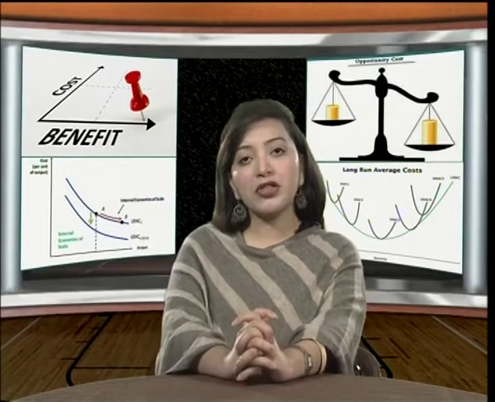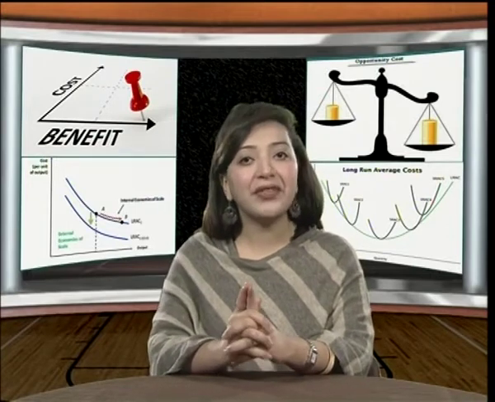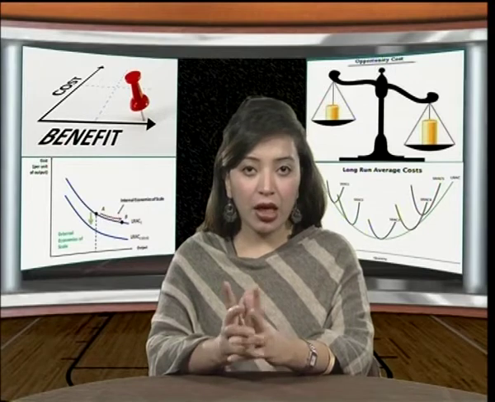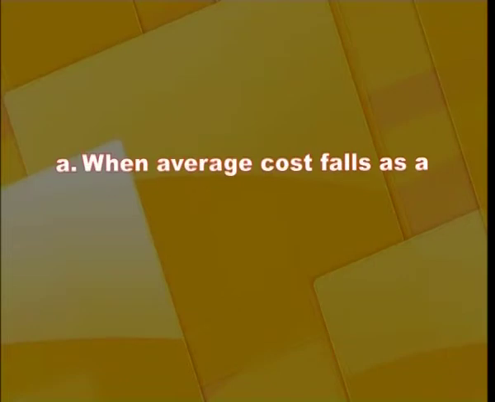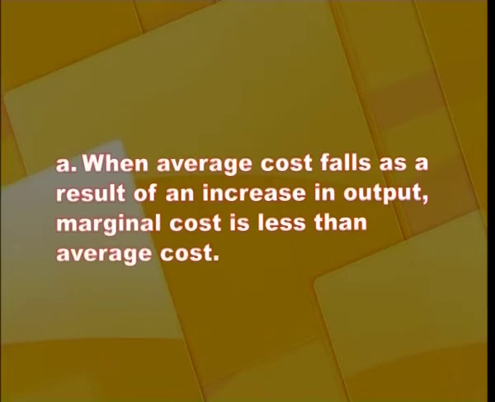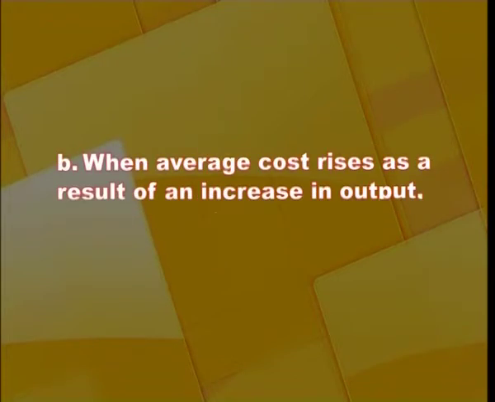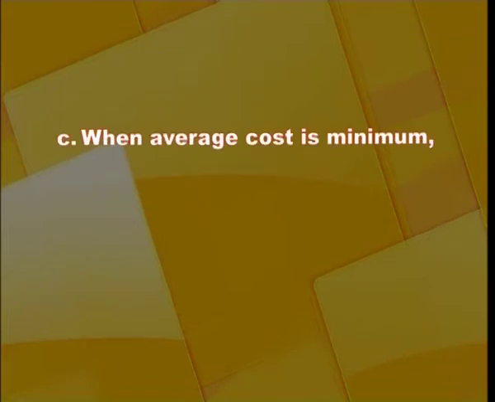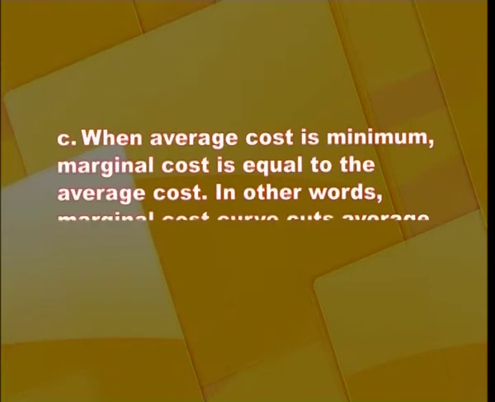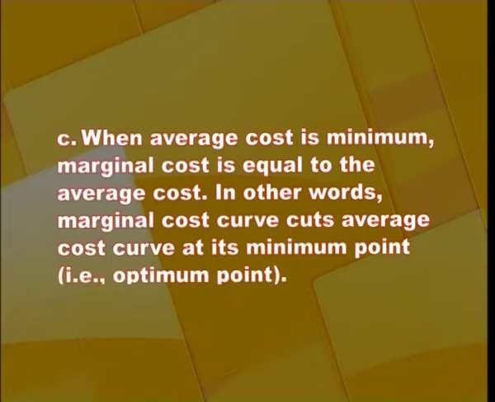The relationship between marginal cost and average cost is the same as that between any other marginal and average quantities. The following are the points of relationship between the two phenomena. First, when average cost falls as a result of an increase in output, marginal cost is less than average cost. Second, when average cost rises as a result of an increase in output, marginal cost is more than average cost. Third, when average cost is minimum, marginal cost is equal to the average cost. In other words, the marginal cost curve cuts the average cost curve at its minimum point, that is, the optimum point.